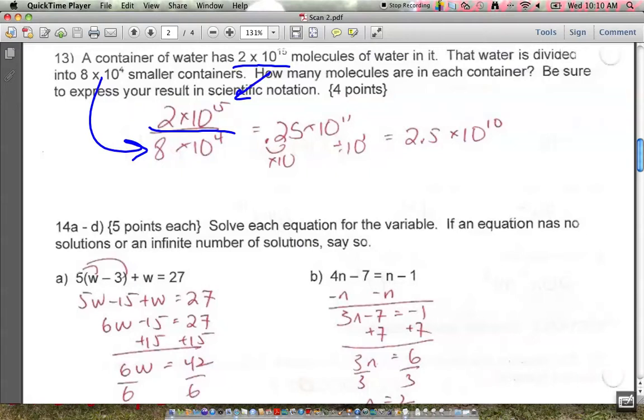Now it becomes a matter of, as it says, be sure. When I write the words be sure in the instructions, that means danger, danger, danger. Gotta be careful here to express your number in scientific notation.